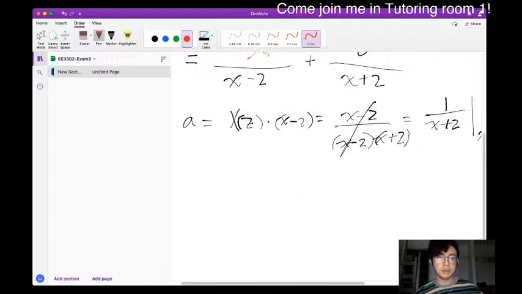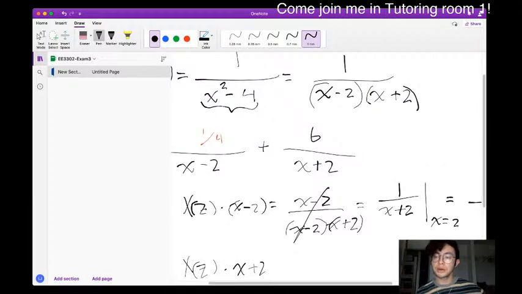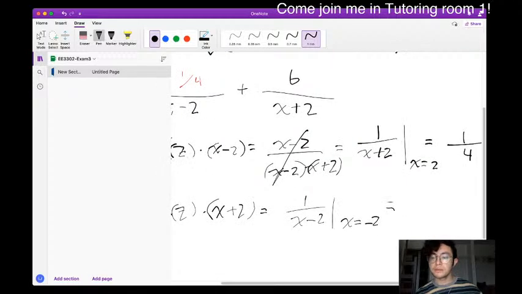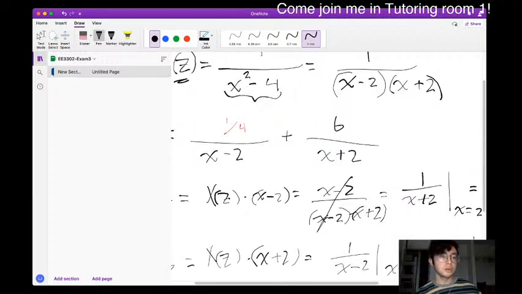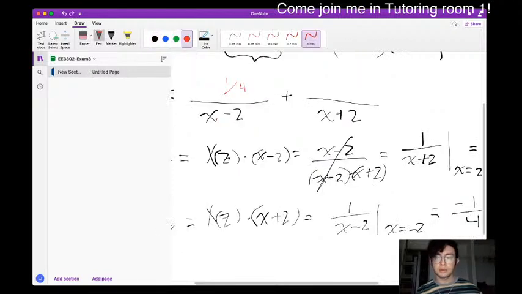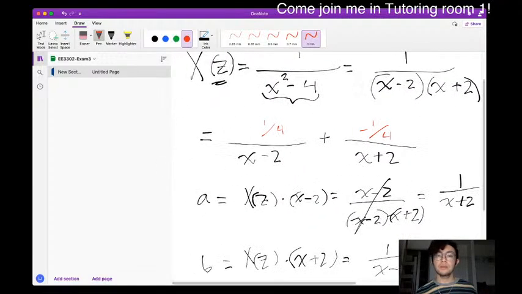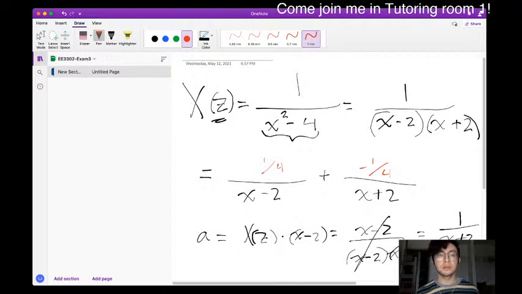And so B is going to be very similar. So we multiply by x plus 2, because we have to cover up the pole that corresponds to B. Then we get 1 over x minus 2, evaluated at x equals minus 2, and then we get negative 1/4. So that's what we get right here. So that's B. So now at this point we can start to invert our Z transform.